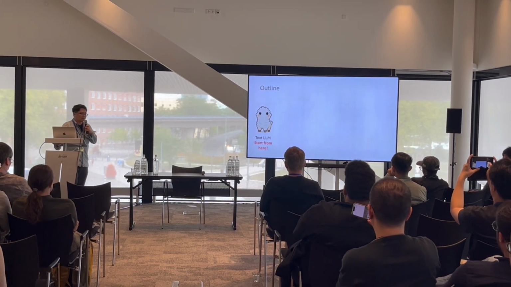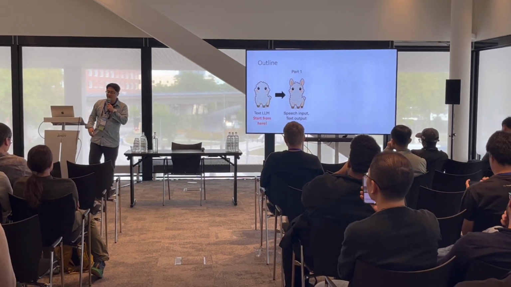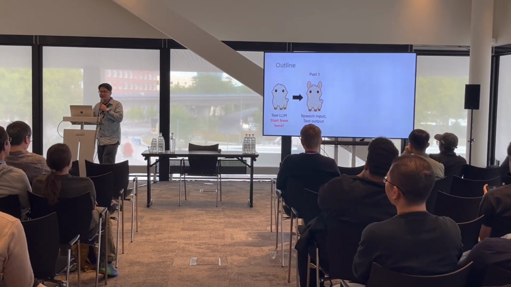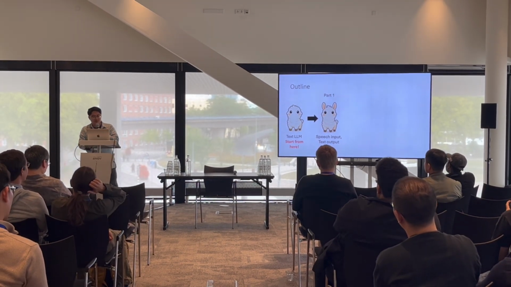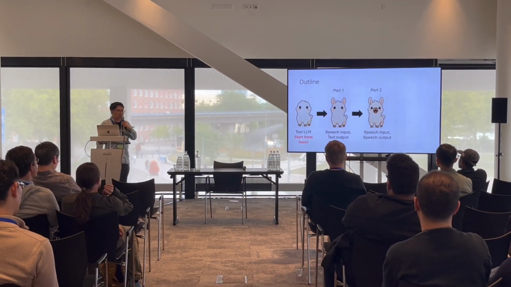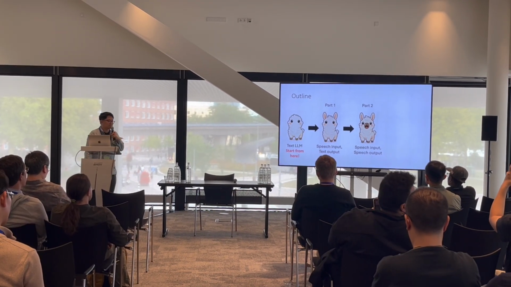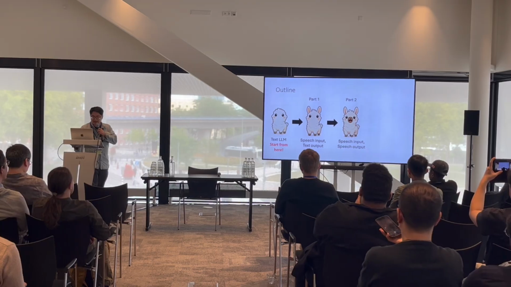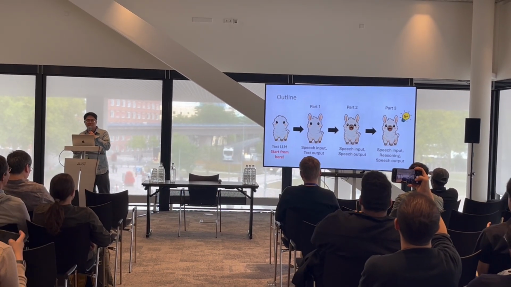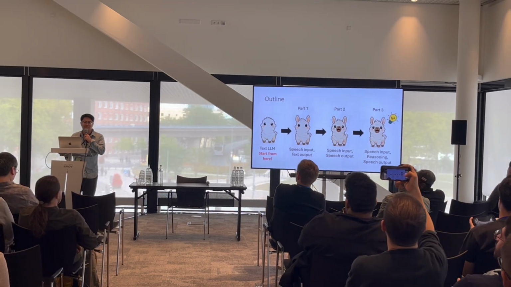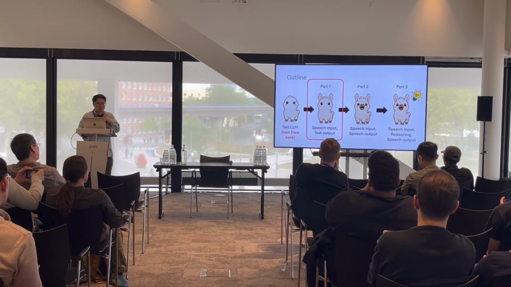So this is the outline of today's talk. We will start from a text language model, and I will show you how we fine-tune a text language model that can take speech as input and text as output. In the second part, I will talk about how to fine-tune a text language model so it can take both speech as input and output. In the last part, I will talk about a speech reasoning model. It's a speech-to-speech model, but it also does reasoning simultaneously. So let's start from part one.